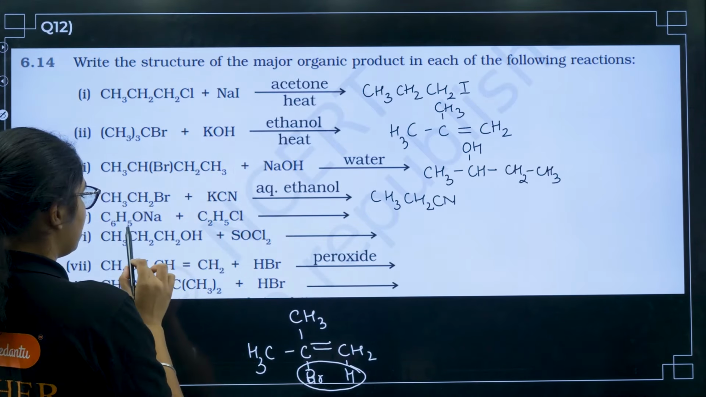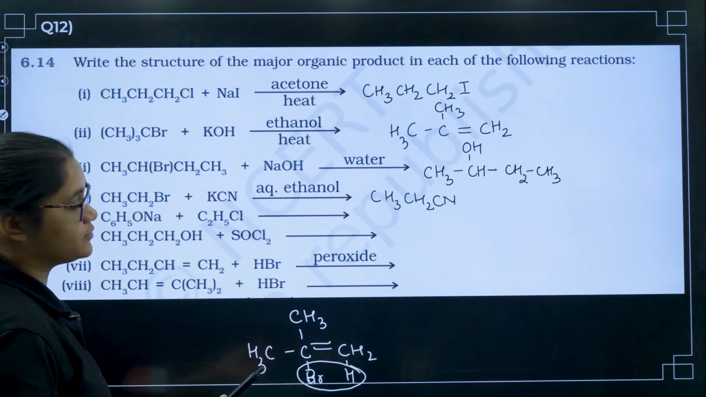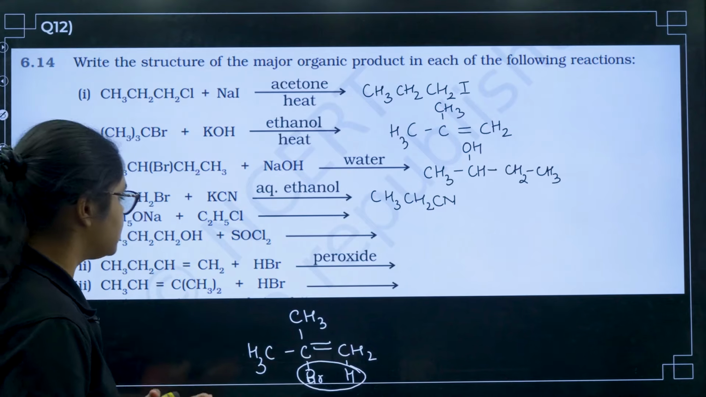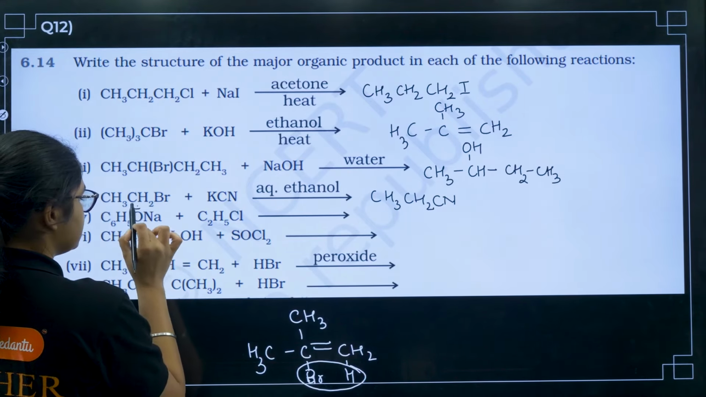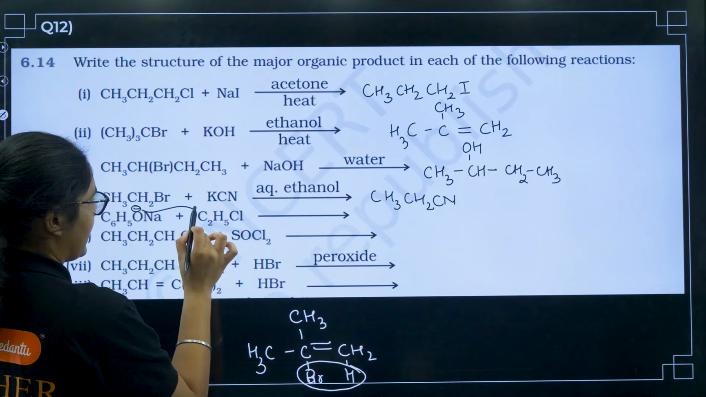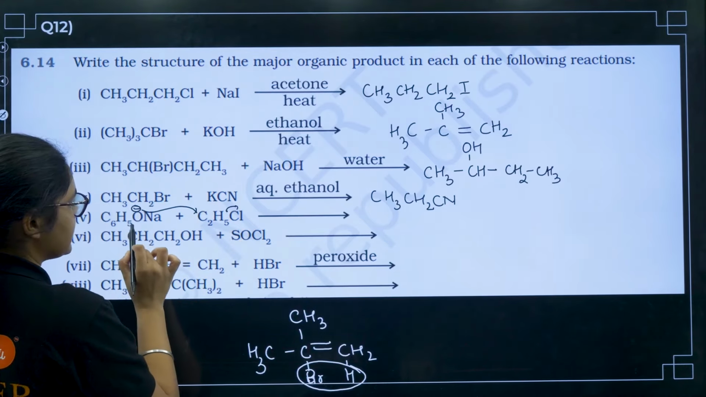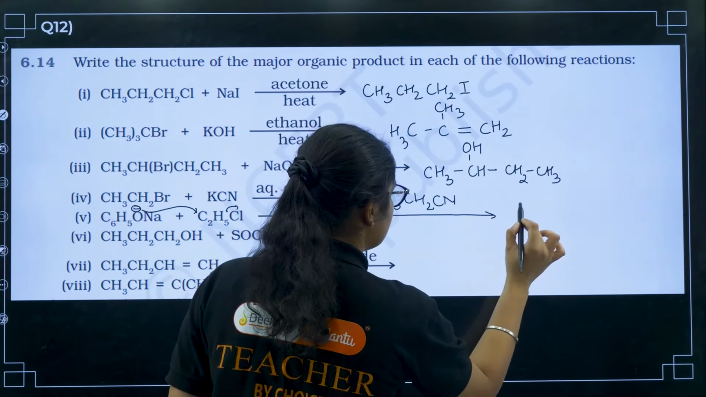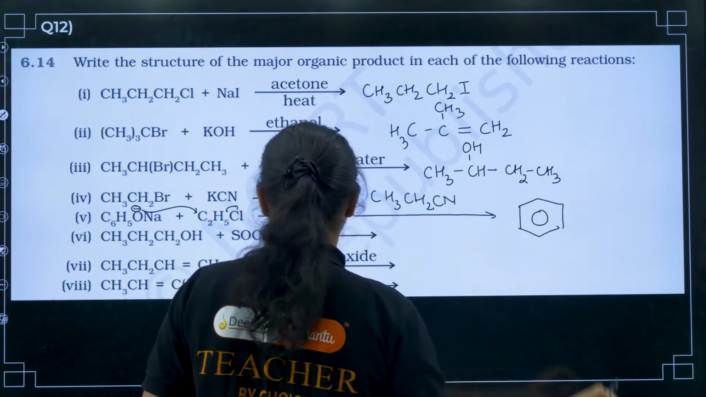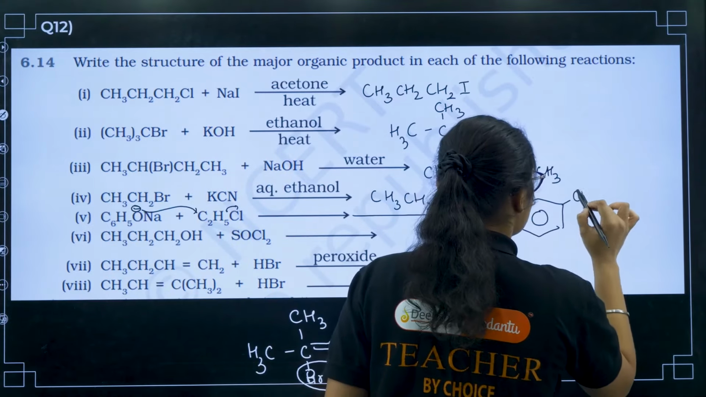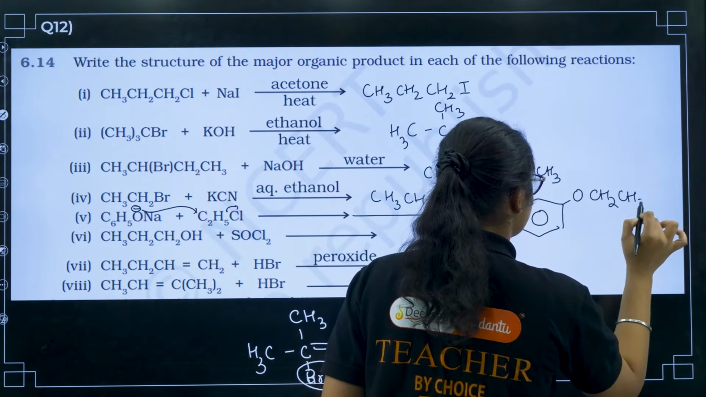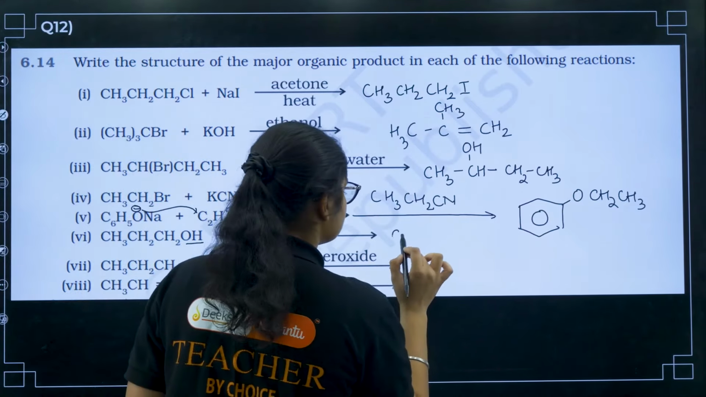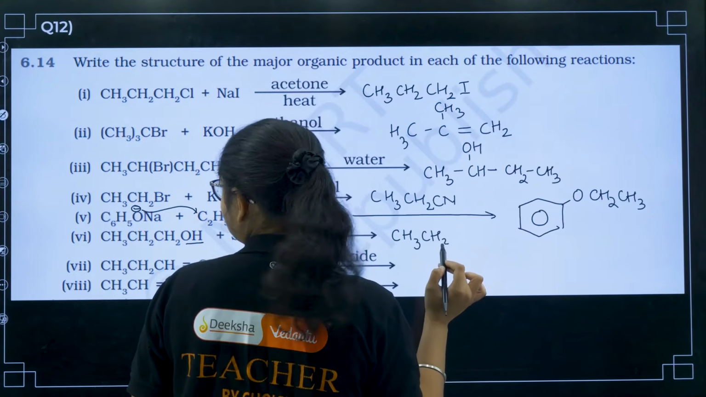Okay, next here you have C6H5ONa and C2H5Cl. So this is your Williamson ether synthesis, right? So what happens here? This one will attack on this one, and this one will go out, and you will have C6H5O minus on this side, right? So I will get the product like this, C6H5, then O, then CH2 and CH3. Next we have SOCl2. It will simply replace OH with Cl. So I will get CH3, CH2, Cl.